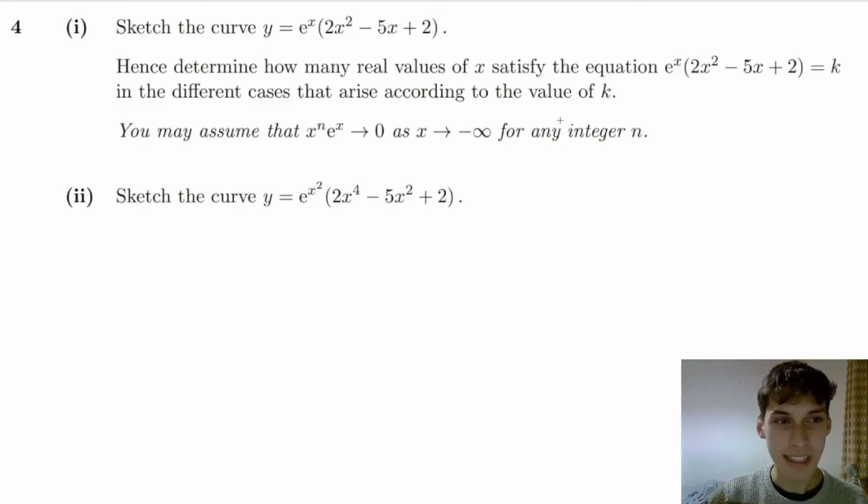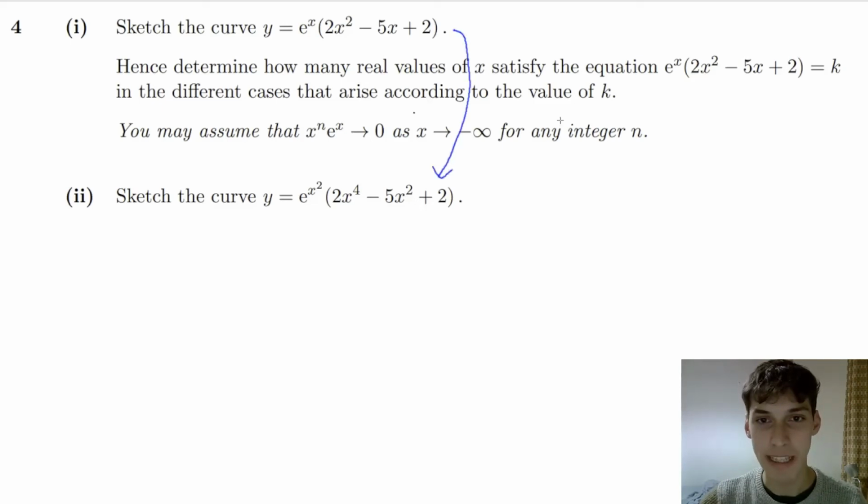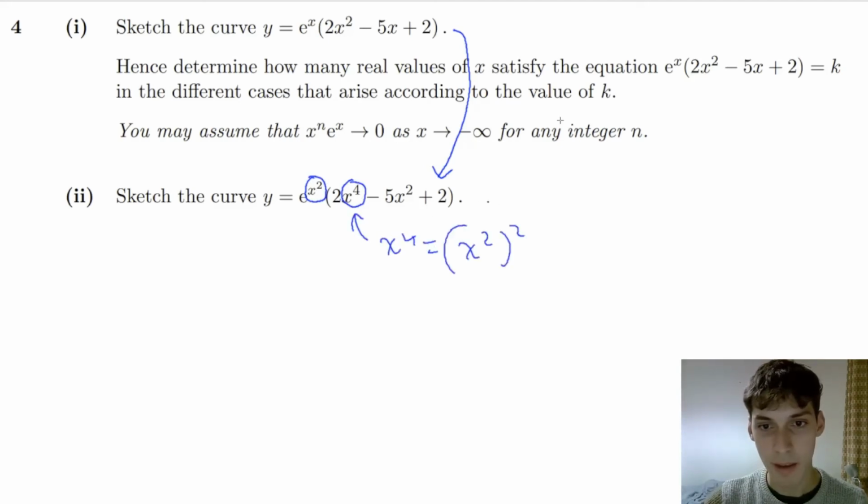So let's go back to both parts. What kind of similarities are there between these two? If you haven't noticed yet, I'd recommend pausing the video and seeing if you can see any similarity between these two equations. And yeah, we've replaced all of the x's with x squareds. So x to the 4 is equal to x squared squared. And yeah, the same for that.